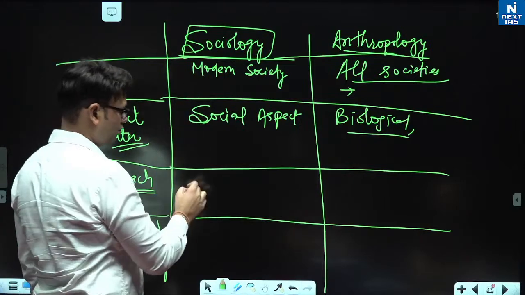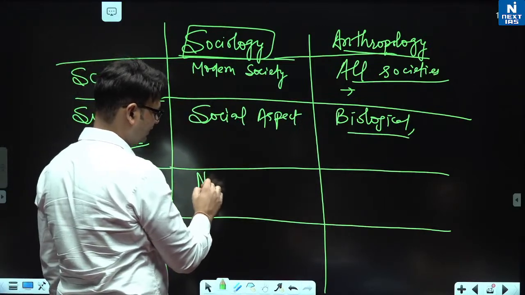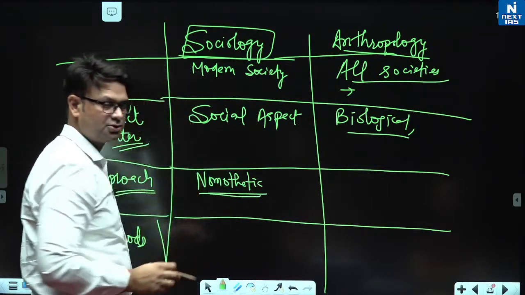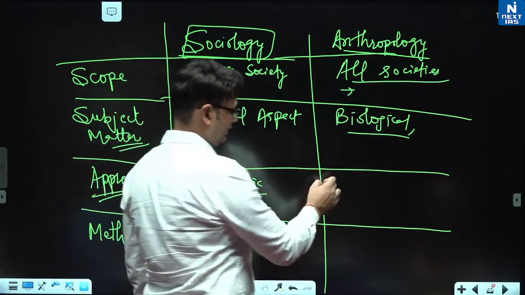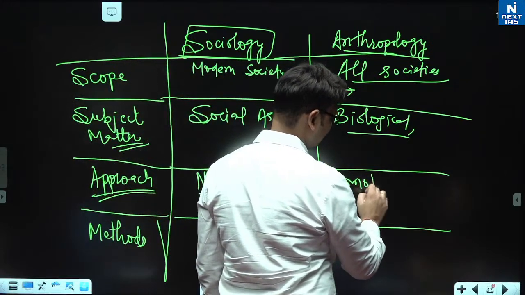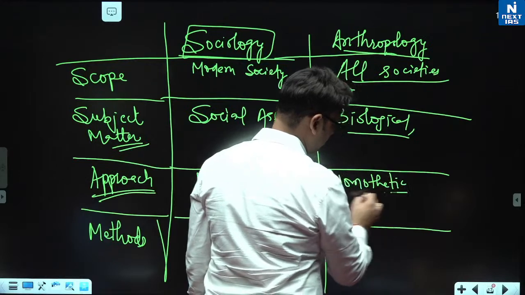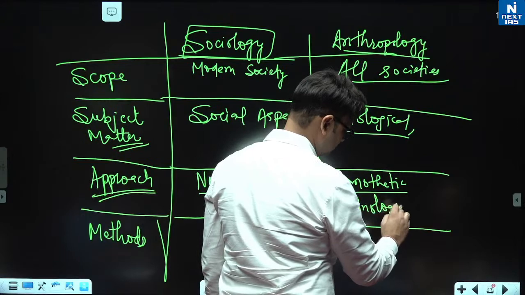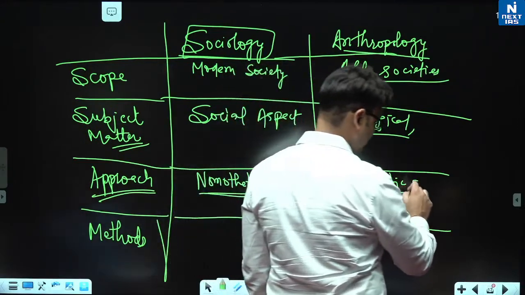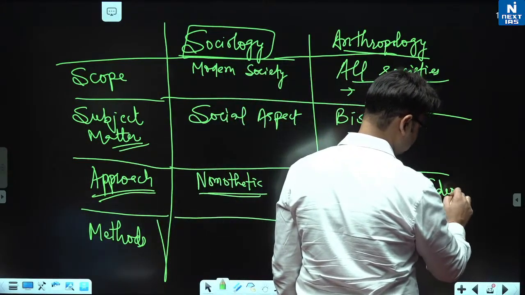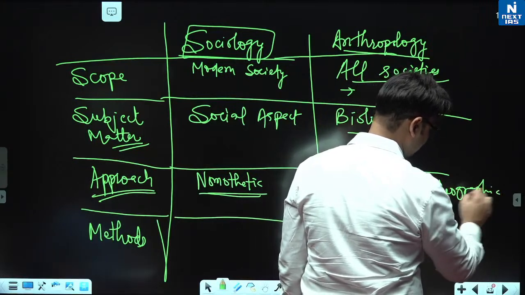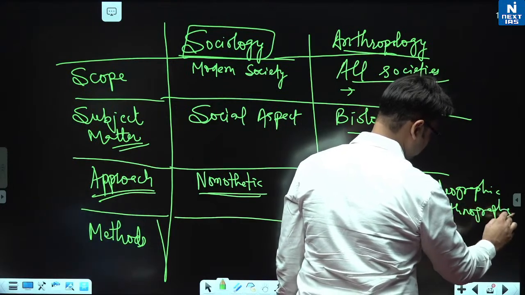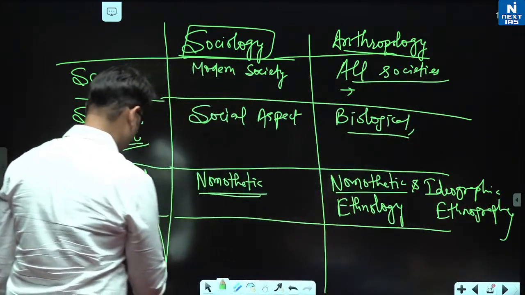Approach, sociology की basically approach जो है वो nomothetic है, that means laws about human society, social behavior. It is both nomothetic and ideographic. अगर हम बोले nomothetic, that means ethnology is nomothetic, right? And ideographic, ethnography is ideographic.